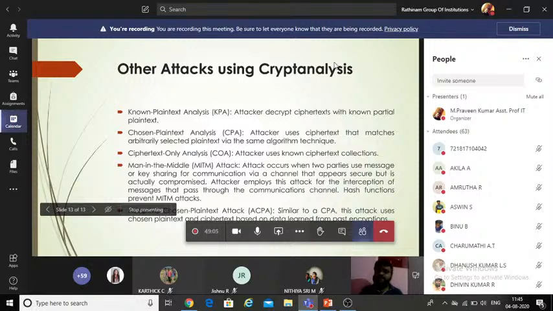And man in the middle attack. Man in the middle attack means the man will be in between the sender and receiver. That man is nothing but the intruder. He can interrupt the message between the sender and receiver. So these are some of the basic things in the man in the middle attack. Clear? So these are some of the attacks using cryptanalysis.